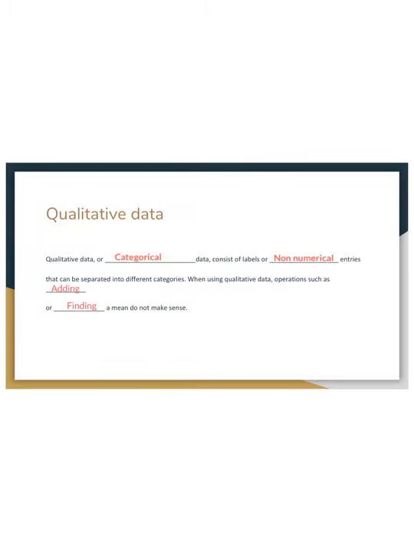Before we look at representing data, let's look at some different types of data. Our first type is qualitative data. Qualitative data, or more commonly referred to as categorical data, consists of labels or non-numerical entries that can be separated into different categories. When using qualitative data, operations such as adding or finding a mean do not make sense because, again, the data we're dealing with is non-numerical. For example, if our data was listing different types of colors, it would not make sense to find the mean for different types of colors.